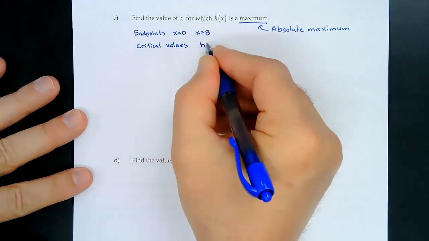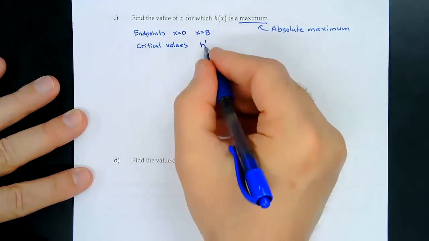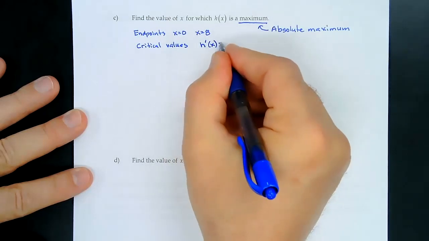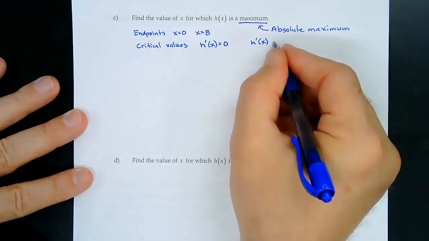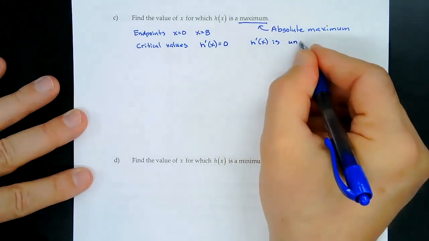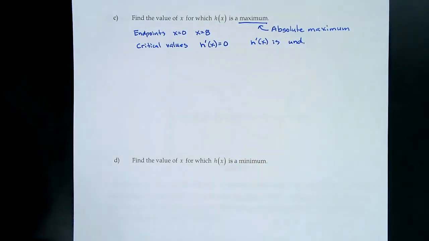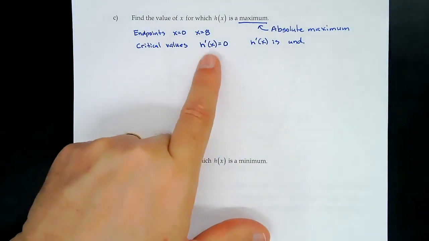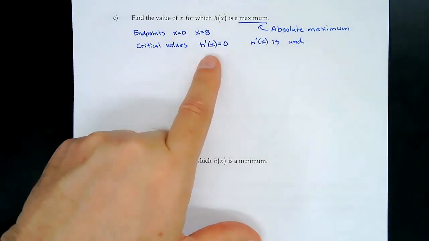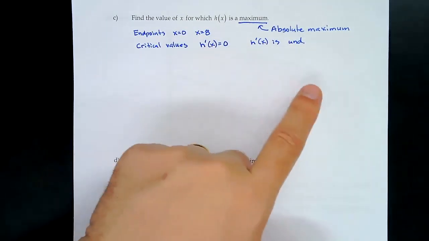are when h prime of x is equal to 0, because we're looking for h, or when h prime of x is undefined, right? So either one of those. All right, so we have to write this. You guys didn't do this when we took the test on this. You have to write both of these.